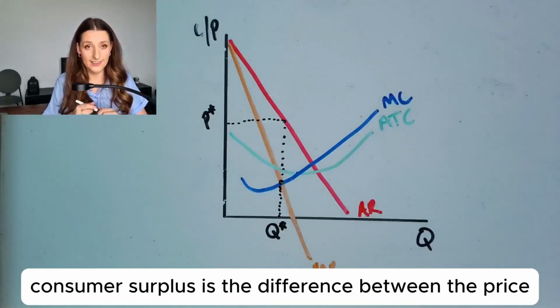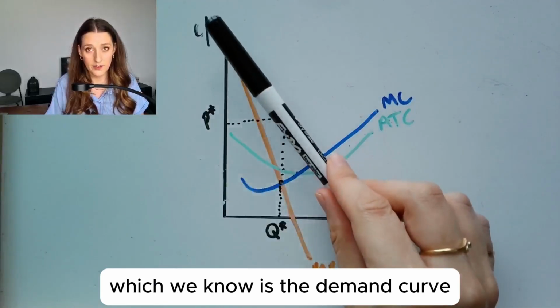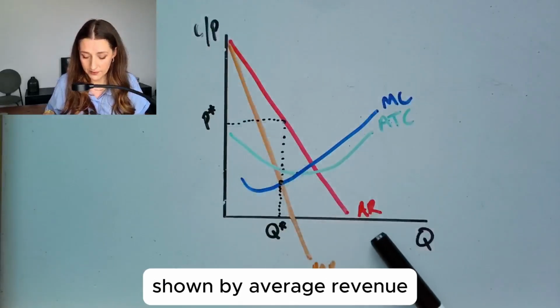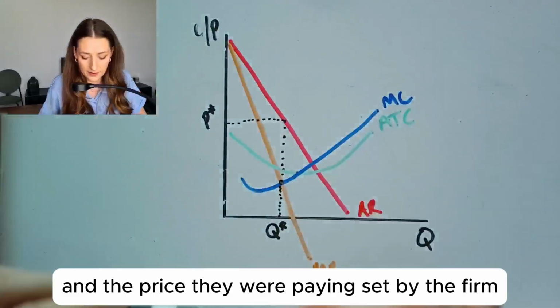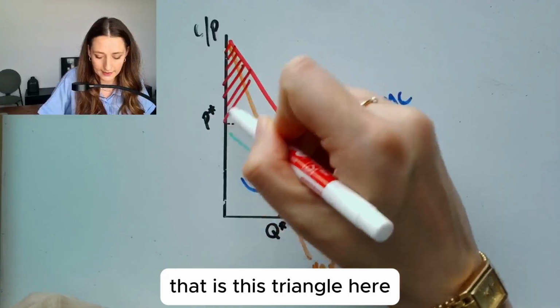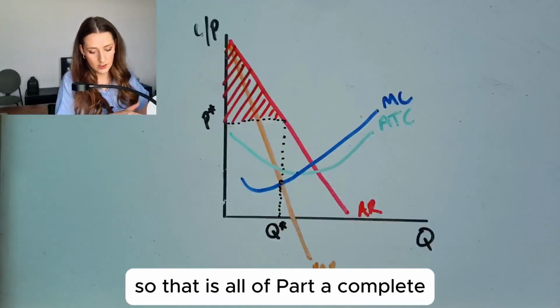We've done I, and finally IV, the area representing consumer surplus. Consumer surplus is the difference between the price the consumer was willing and able to pay, which we know is the demand curve shown by average revenue, and the price they were paying set by the firm. That is this triangle here. So that is all of part A complete.